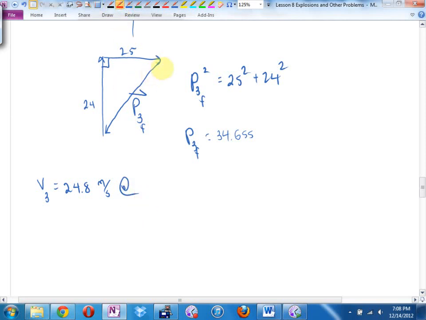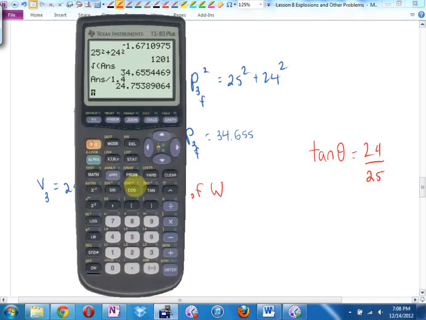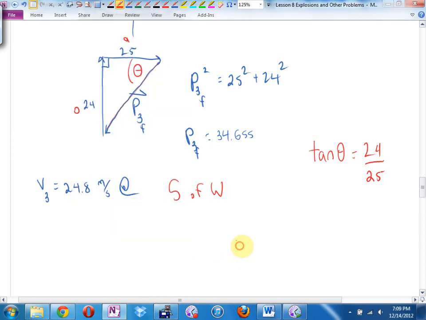I think my vector is going this way, so I think there's my theta. I think it's going to be south of west. And I can go opposite, adjacent. I think I can say tan theta equals 24 over 25. So inverse tan of 24 over 25, and I get 43.8 degrees. I knew it would be close to 45 degrees, because if it was 24 and 25, it'd be exactly 45 degrees. So I'm expecting 44 degrees.